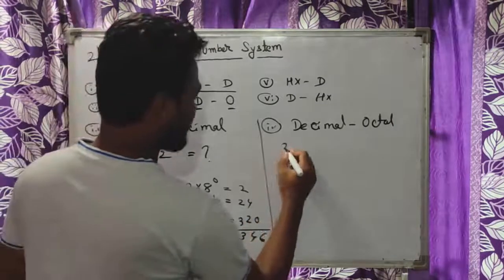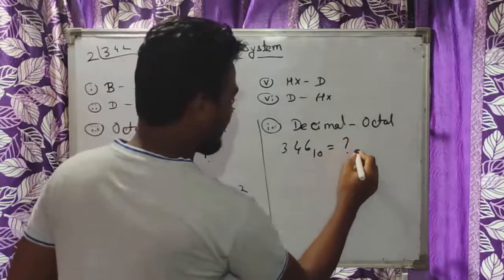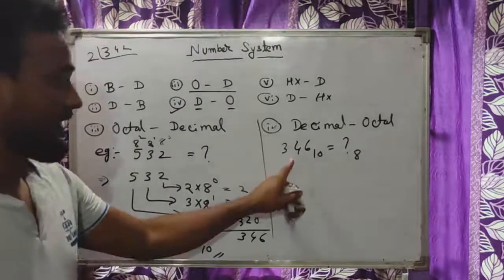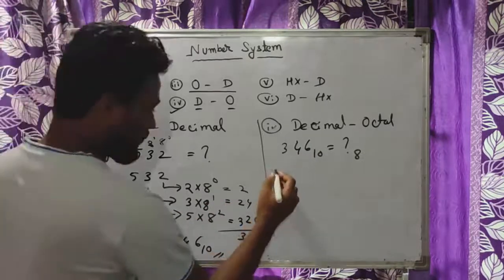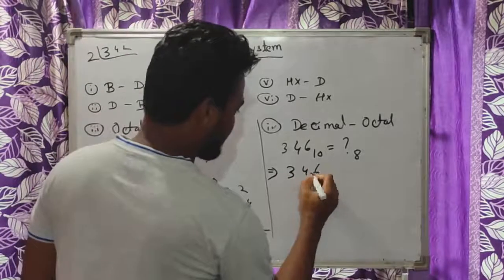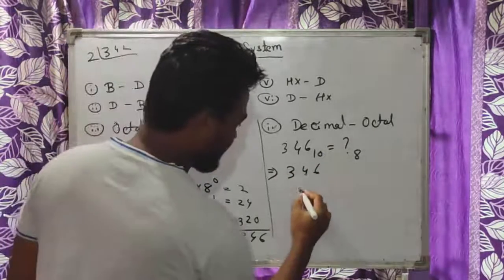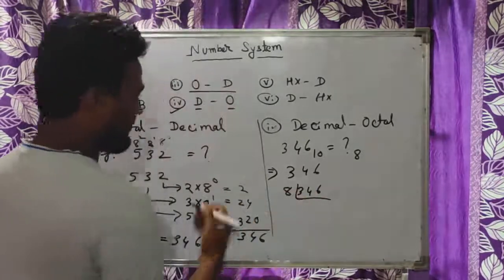So our decimal number is, suppose, 346, and this time we have to find its octal number, right? So for that we are going to divide it. Our number is 346, so let us divide this number. This time we are going to divide it by 8.